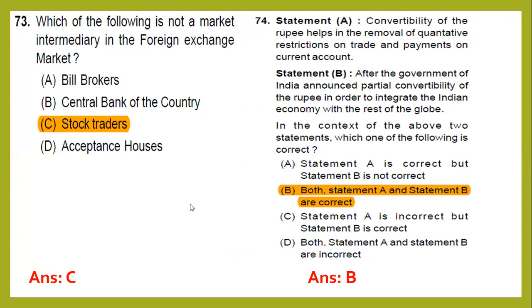73rd question, which of the following is not a market intermediary in foreign exchange market? The correct option is C, stock traders. 74th question, statements A and B. Statement A: convertibility of the rupee helps in removal of quantitative restrictions on trade and payments on current account. Statement B says, after the government of India announced a partial convertibility of the rupee in order to integrate the Indian economy with the rest of the globe. Both statements A and B are correct. So therefore, the correct option is B.